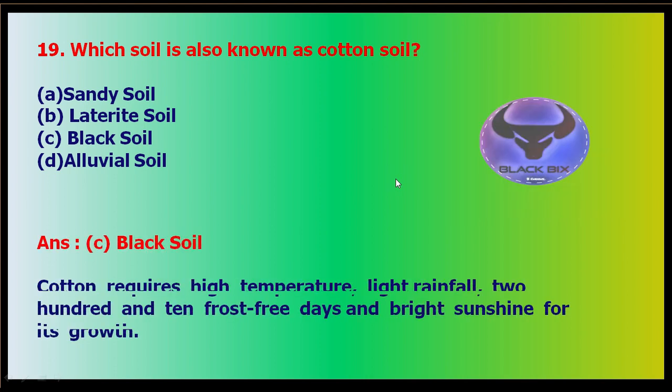So the correct answer is black soil. Cotton requires high temperature, light rainfall, 210 frost-free days, because frost is very dangerous for growing the cotton, and it grows well in the black soil because it can retain and maintain the moisture. So black soil is also known as cotton soil. Cotton grows well in the black soil.